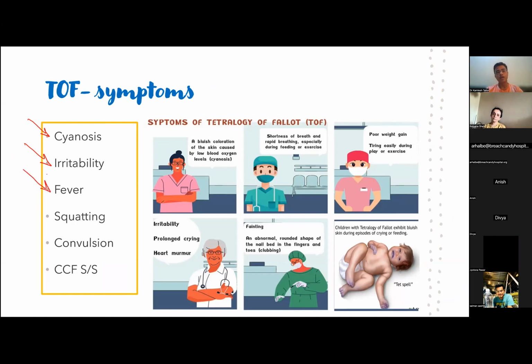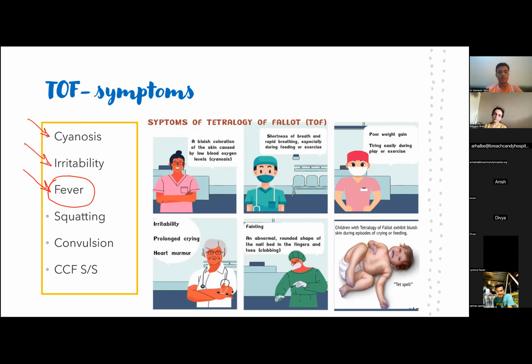So if a child comes with a fever, one can think about infection. Because it is a low pulmonary blood flow scenario, there will not be much respiratory problem or respiratory infection. These patients come with very high hemoglobin, and because of that there can be a brain abscess, and one should rule it out if a child comes with a fever.